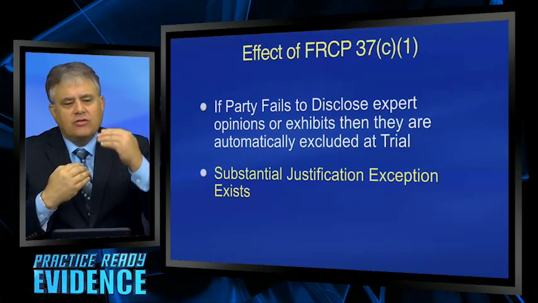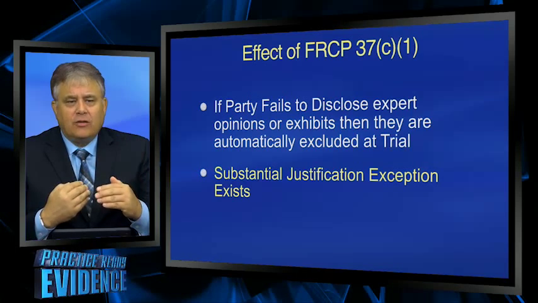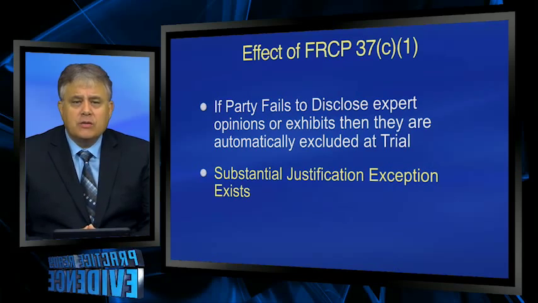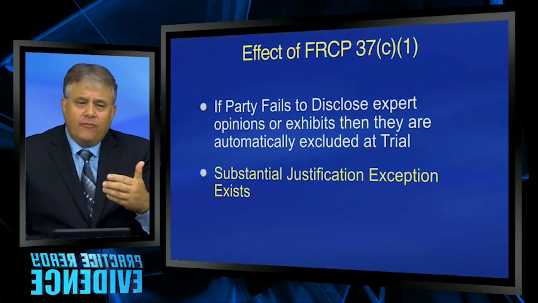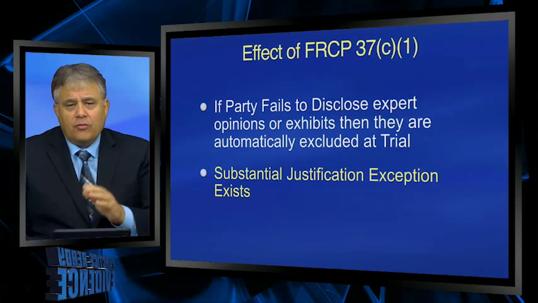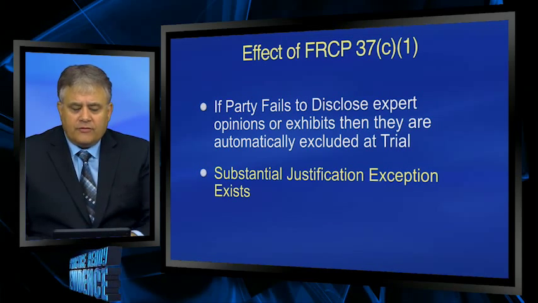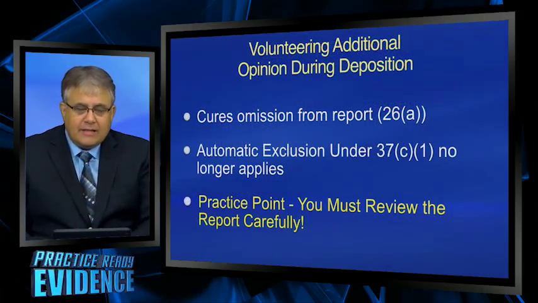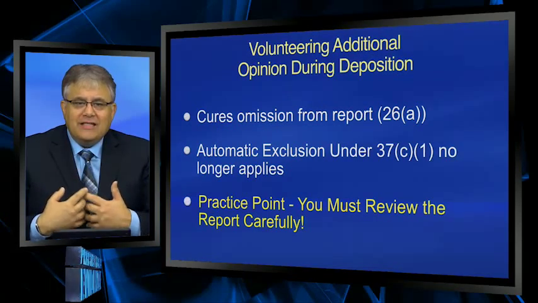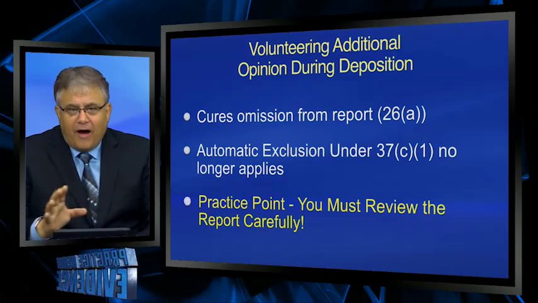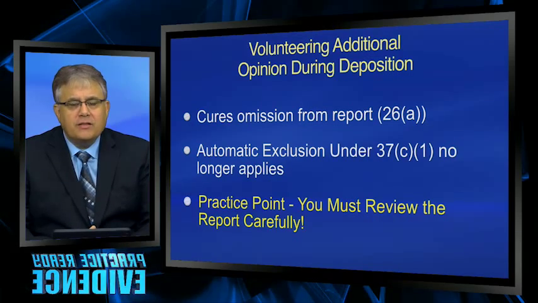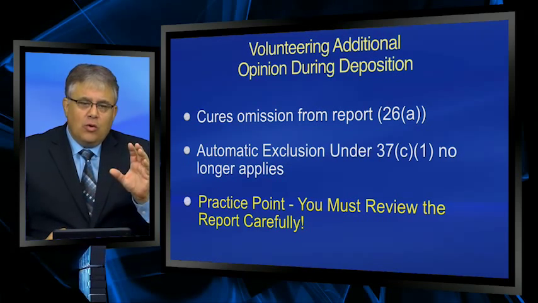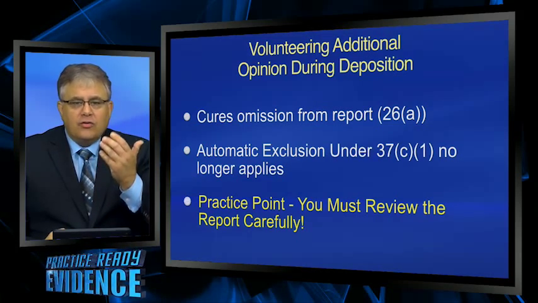I'm suggesting to you that there's a level of both strategic and tactical analysis when determining the extent to which we're going to depose an expert that did not exist before these amendments to Federal Rule of Civil Procedure 26 and Federal Rule of Civil Procedure 37. Because what's really happening is that when we get in to depose, these experts are going to volunteer an additional opinion during the deposition process. And that's going to fix the fact that it was omitted under 26(a), and it's going to waive the automatic exclusion under 37(c)(1).